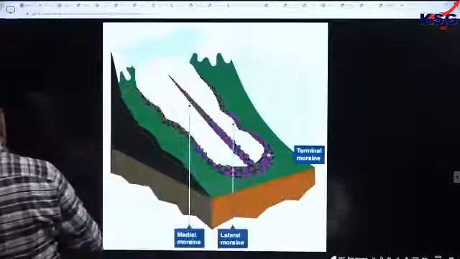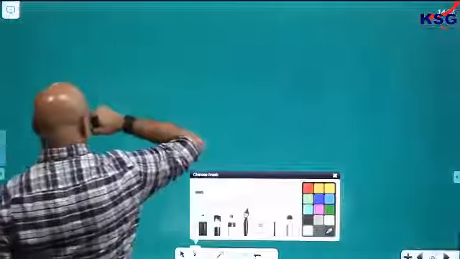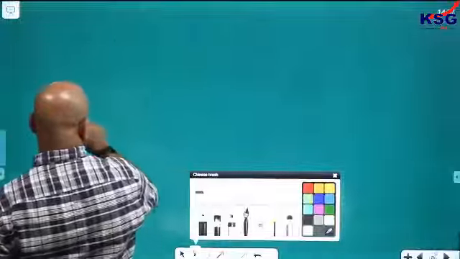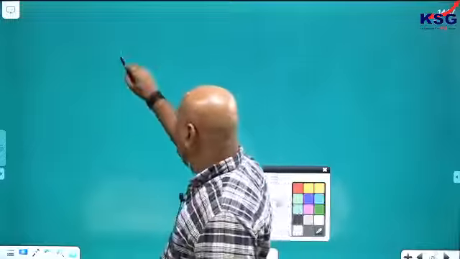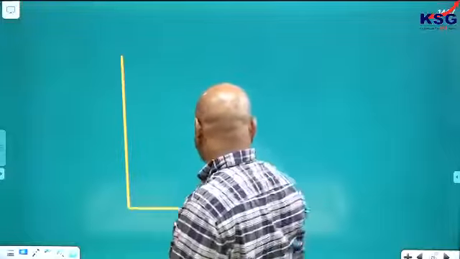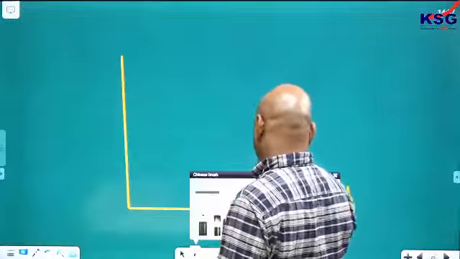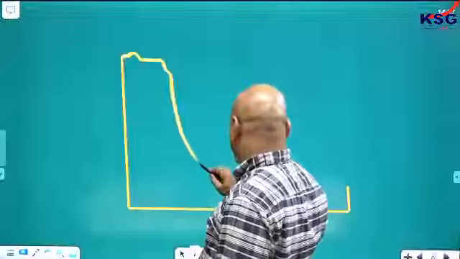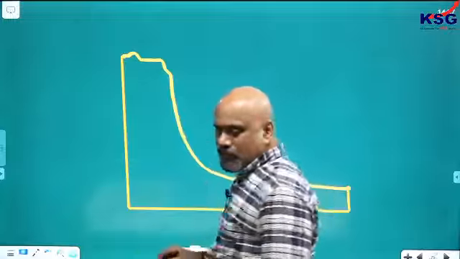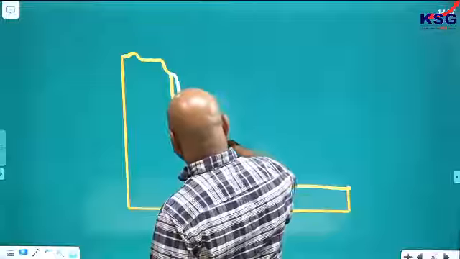Okay, fine, let me draw a few diagrams and let me tell you what exactly this process is while a glacier moves. The erosional landforms by a glacier. First, let us see what a glacier is like. Let us look at the glacier itself. Here is a glacier, this is the mountain, here is the glacier.